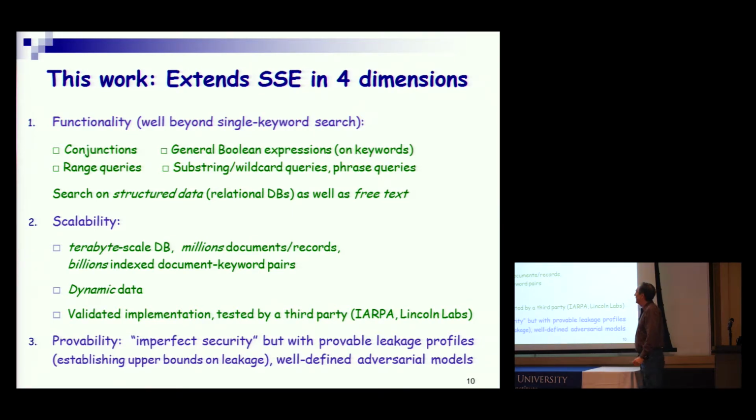Another property of this project, another requirement, was to have provability. Provability means that you have imperfect security because you allow for leakage, but you have to define your leakage functions to say exactly what you are leaking and prove that that is what you're leaking and no more than that. Basically establishing an upper bound on the leakage that you provide under well-defined adversarial models. So these are three dimensions in which there was an improvement.